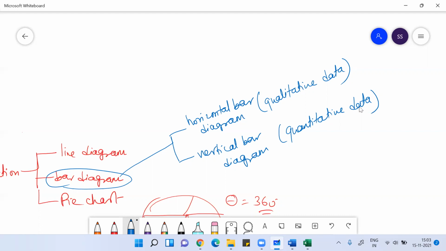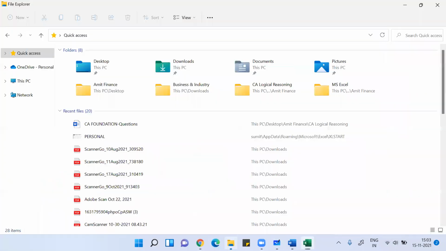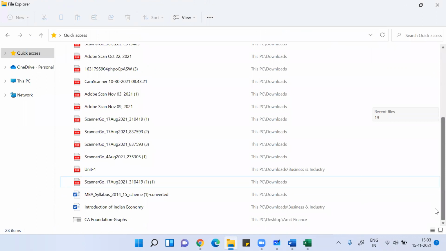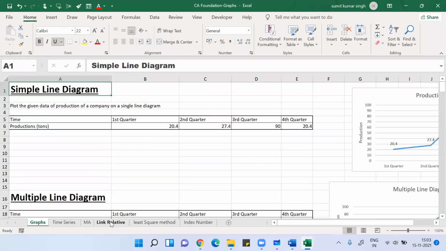I'll show you an illustration for them. So these are the different forms of diagrams here. What we use here are the different line diagrams, simple line diagram, multiple line diagram. If you see them, you can understand much better than if I tell it verbally.